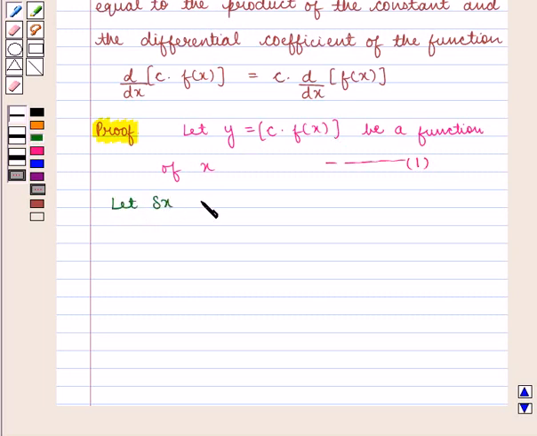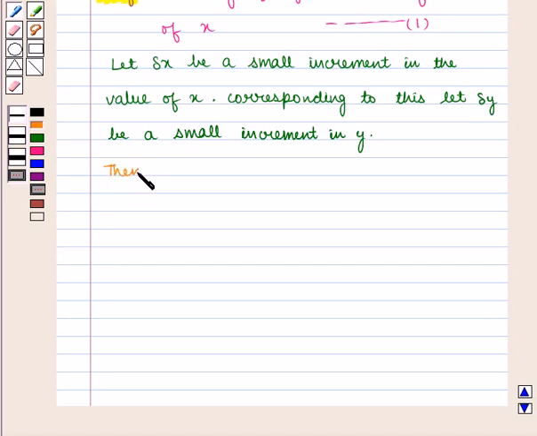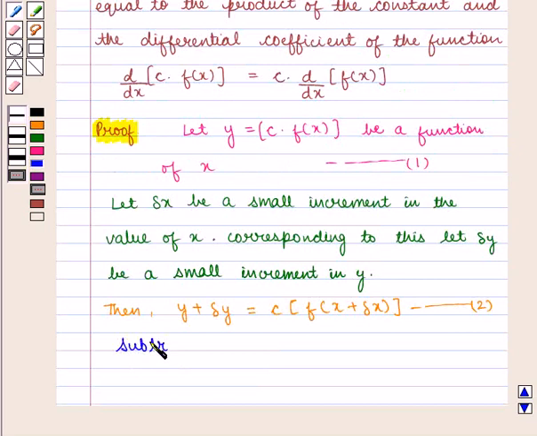Let delta x be a small increment in the value of x. Corresponding to this, let delta y be a small increment in the value of y. Then y plus delta y is equal to c into f of x plus delta x. Mark this equation as 2. Now subtract equation 1 from equation 2.